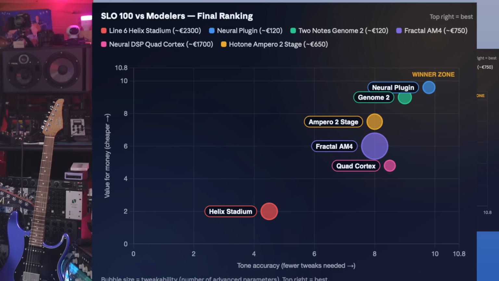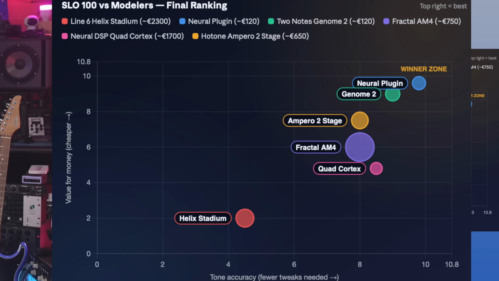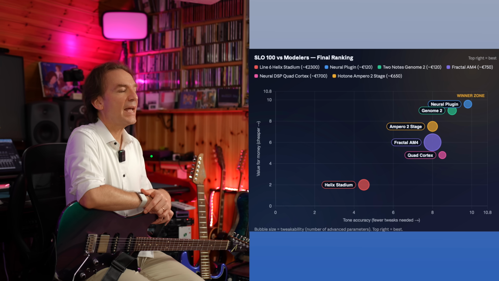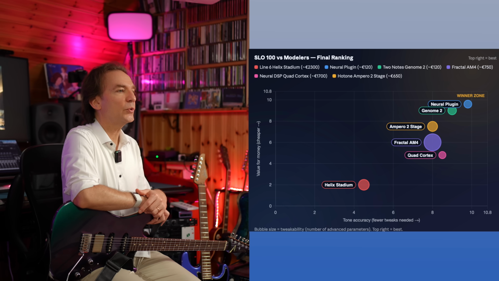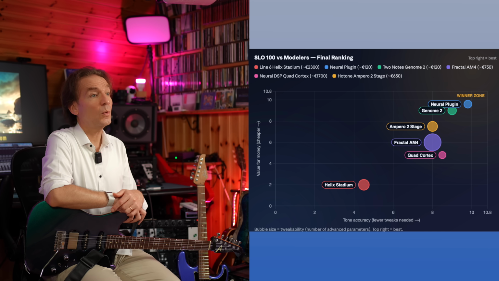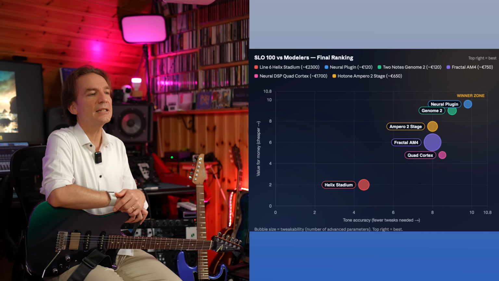And here it is, the complete picture. As you can see, the Neural DSP plugin and the Genome 2 dominate the top right area. The Ampero2 is the best positioned hardware unit. The Fractal is pretty accurate, but you pay for it, even if you also get that huge bubble of tweakability. And the Stadium unfortunately sits alone in the bottom left.